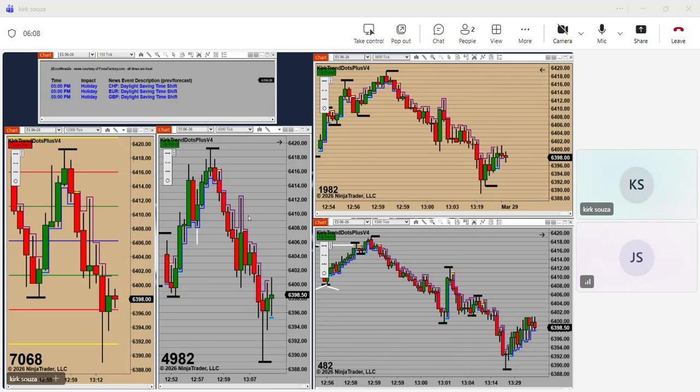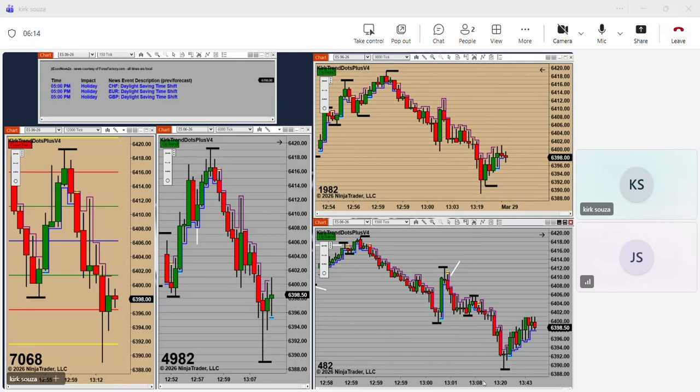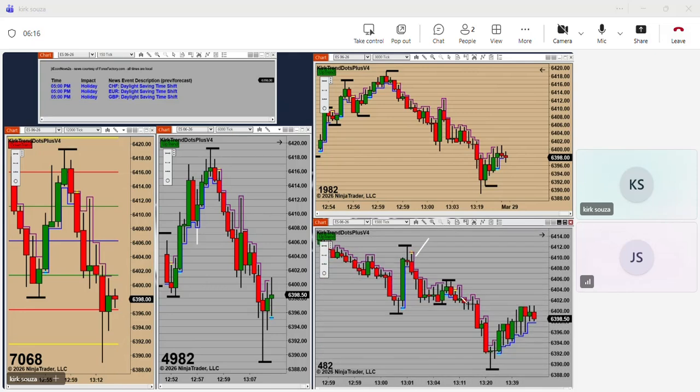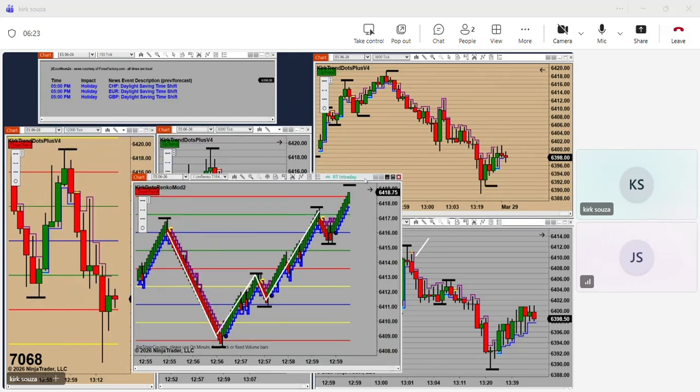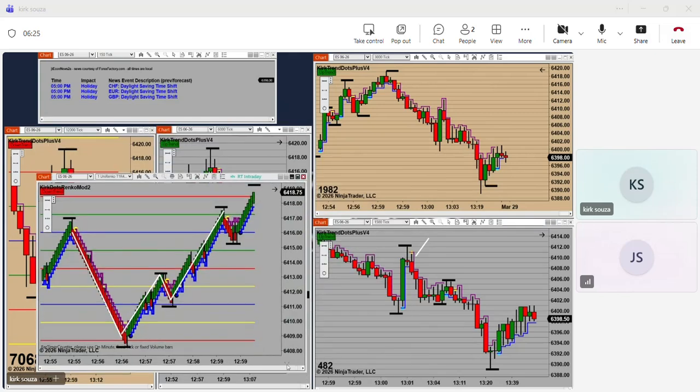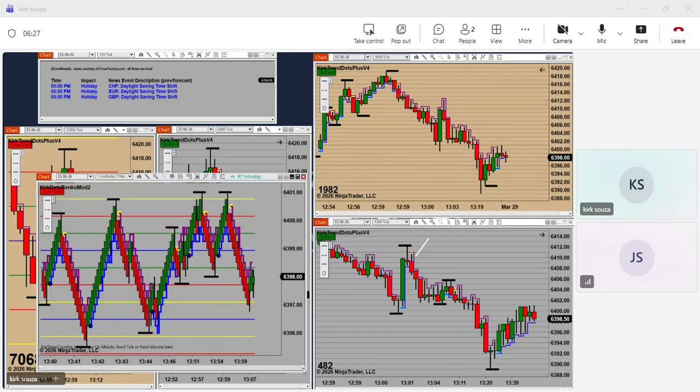If you see, this one here didn't confirm because you didn't have an engulf here. So this green red, you had an engulf right there. See the engulf in the pullback? So if you look at that point, it was the end of the day.